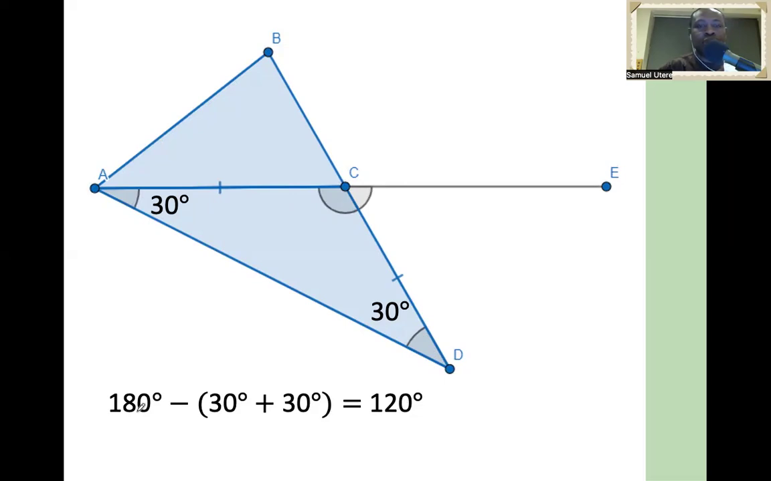So 180 degrees minus 30 degrees, minus 30 degrees will give us this angle here, which is angle A, which is the angle between line segments AC and CD.